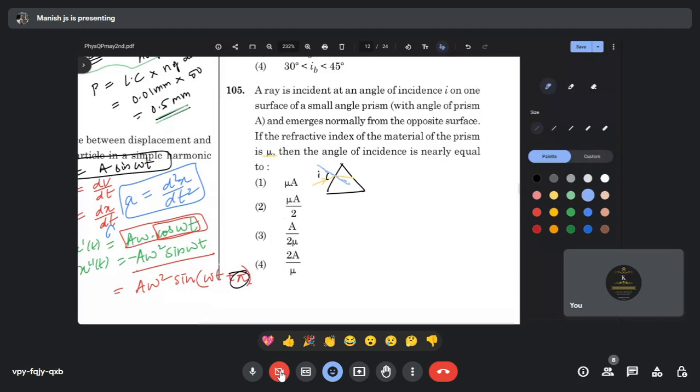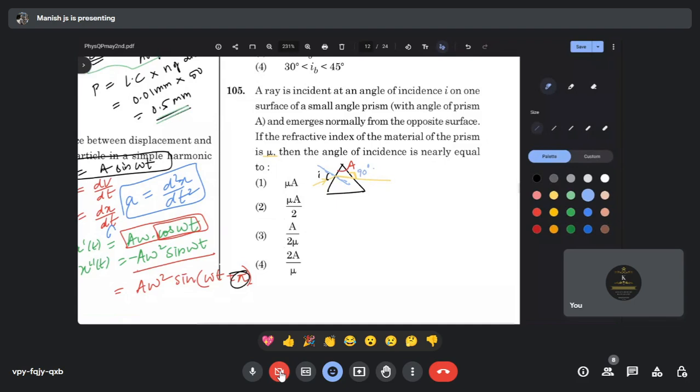As per this, the angle of prism, you know that it is A, the representation they have given. So this is A. After it emerges out, they are saying it is emerging out normally, that is, straight. Such that it makes an angle of 90 degrees with the surface of the prism from which it is emerging out. So this angle is going to be 90 degrees. That's the information we have.